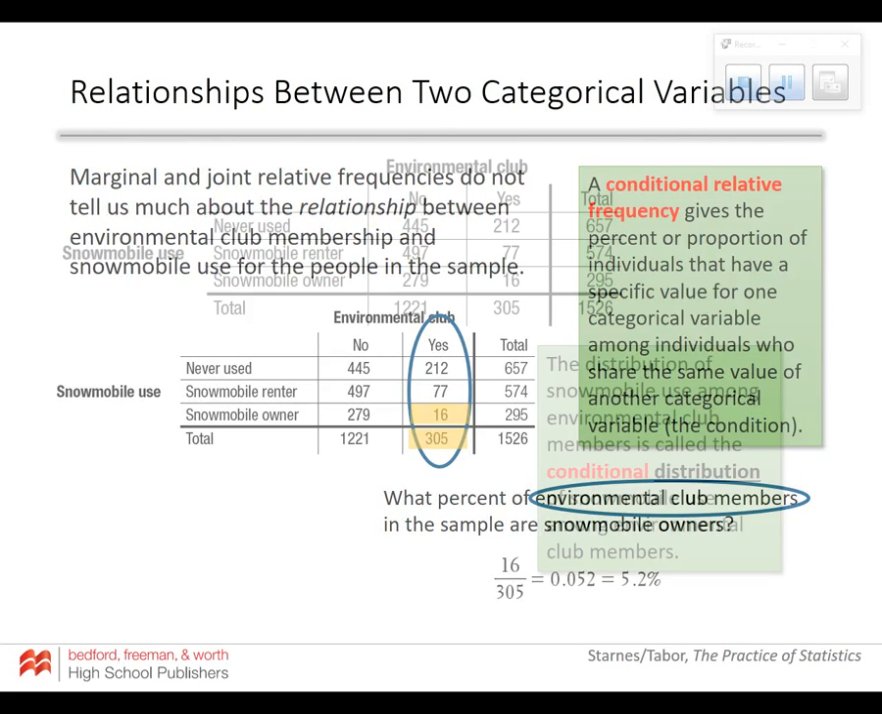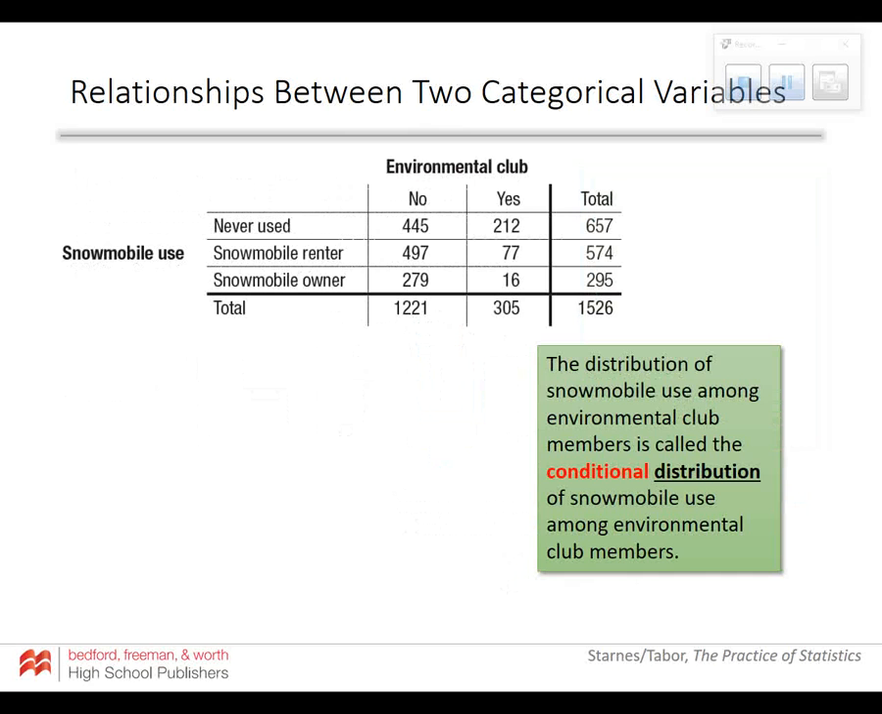And so what you want to do is, it says the distribution of snowmobile use among environmental club members is called the conditional distribution. So we look at this distribution, and it helps us make graphs and decide if there's some sort of relationship. Okay, so we'll look at the distribution.